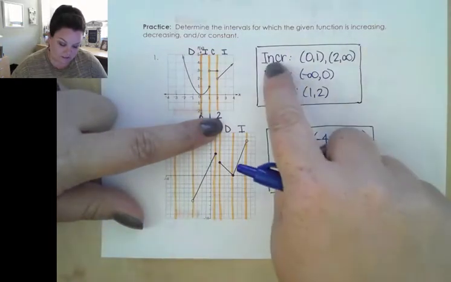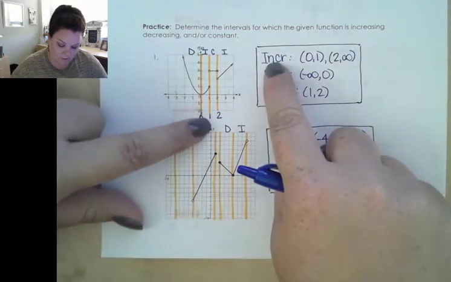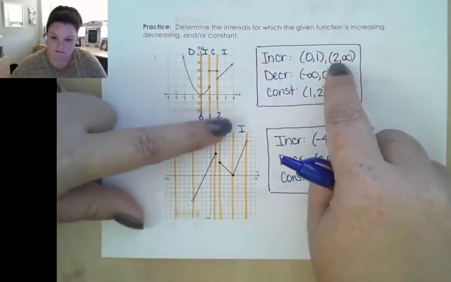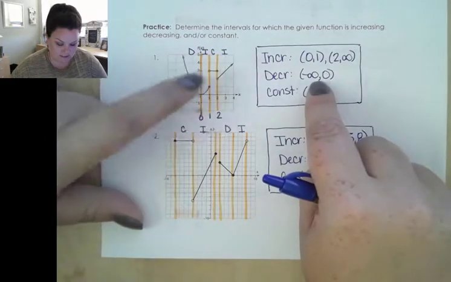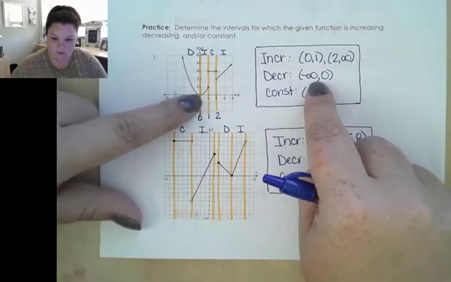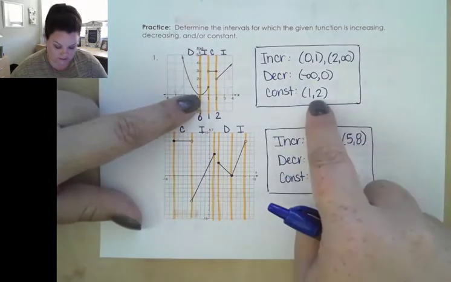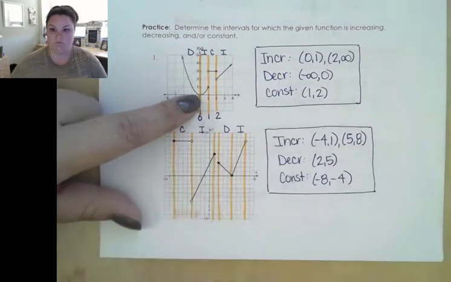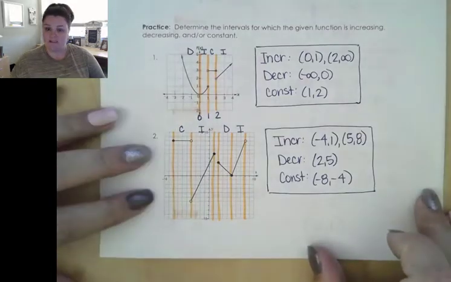So that means our increasing intervals are from 0 to 1 and then also 2 to infinity. Our decreasing is from -infinity up to 0. And our constant interval is just from 1 to 2. Okay. Same idea on the second one.